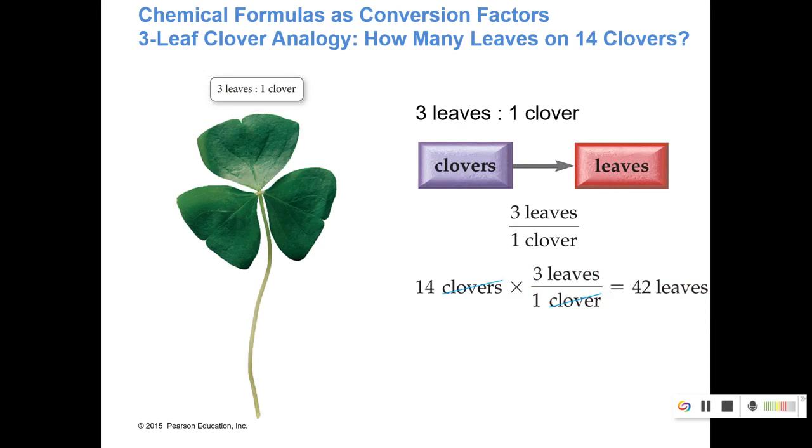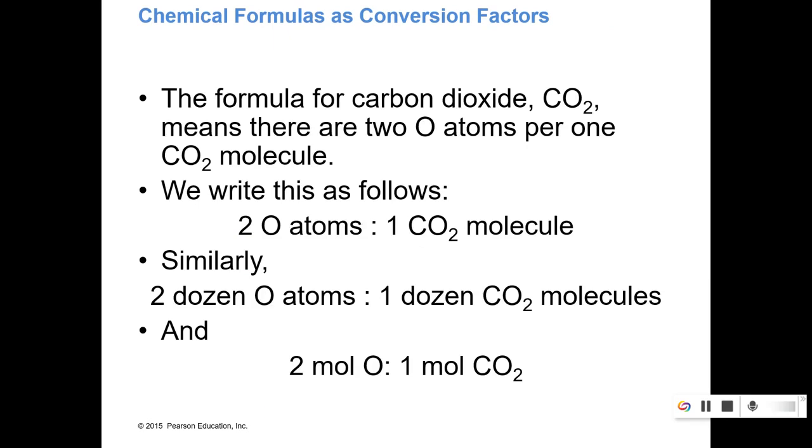Now we're going to get to comparing elements in a compound. So this is like a clover has 3 leaves, a 3-leaf clover does. So for every clover, there are 3 leaves. If you were asked how many leaves there were, you can multiply how many clovers you have by that 3 to get a total number of leaves in your amount of clovers.